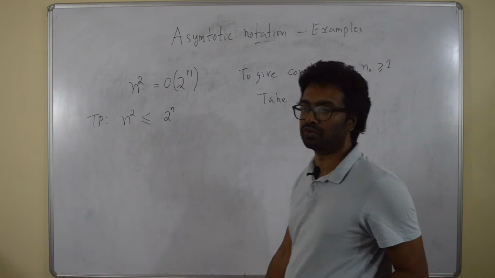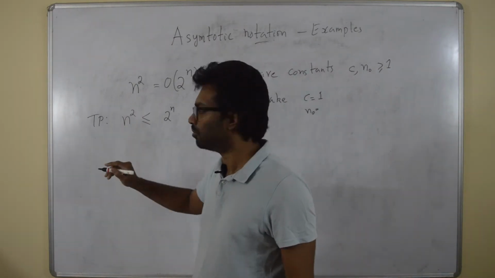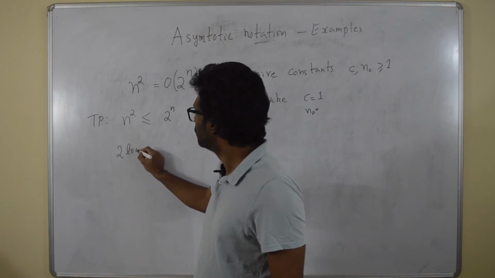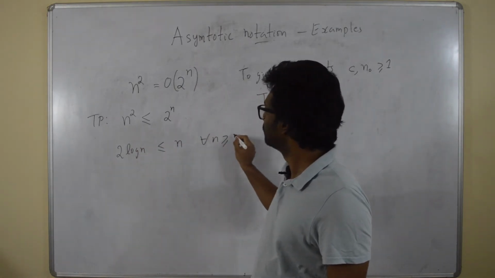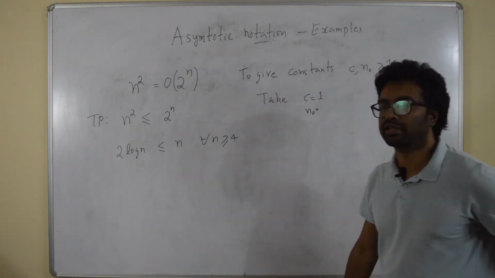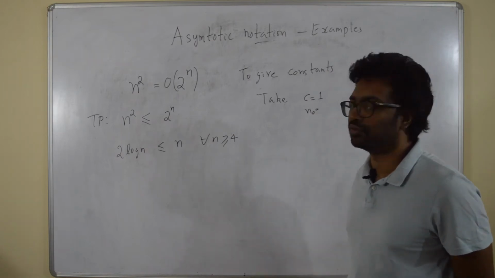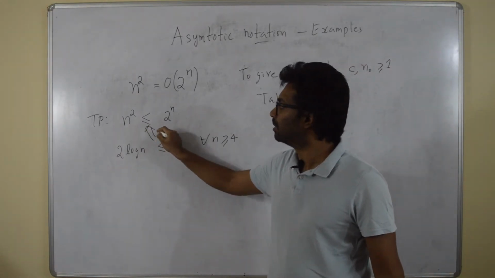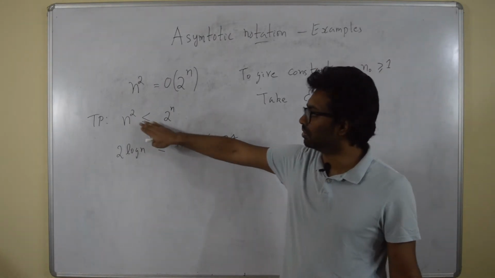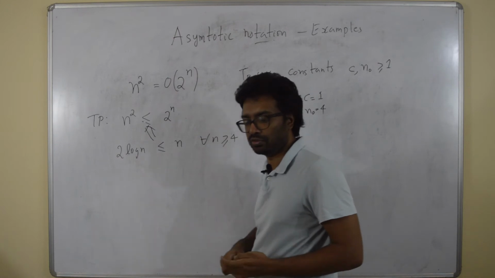right? This is to prove, and this can be seen because just take log on both sides and this becomes a comparison of logs. This is true for all n greater than or equal to 4. You take 4, this becomes 4, and this side also is 4. So this implies this fact. We know this fact, and therefore this implies this fact. And therefore n square is equal to big O of 2 raised to n.